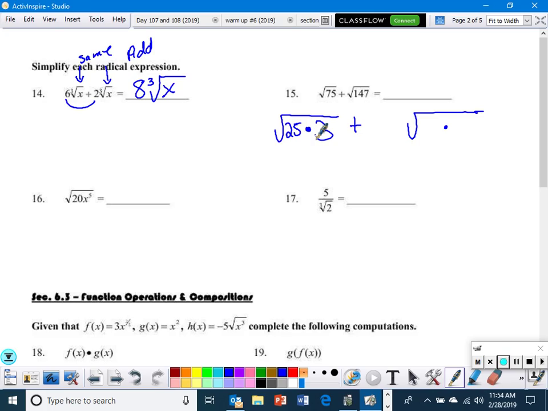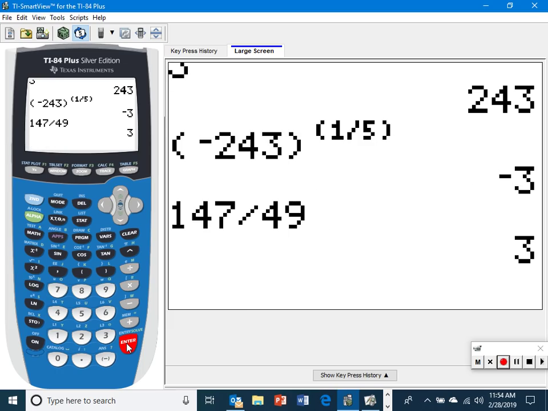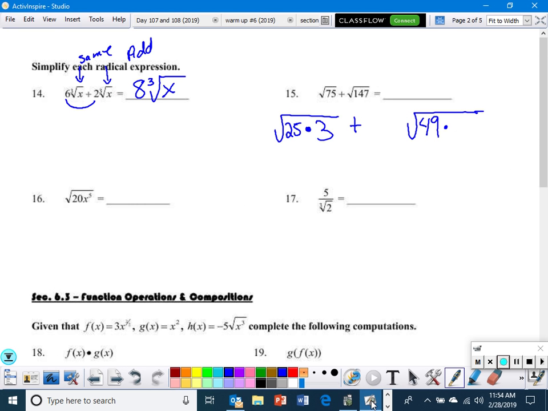All right, what perfect square goes into 147? Let's see. I believe that would be 49. Let's check it out. 147 divided by 49. And oh, look at there. It's 3. Its partner is 3. All right. So 49 times 3. Well, the square root of 25 is 5. So 5 square roots of 3. Plus the square root of 49 is 7. So 7 square roots of 3.